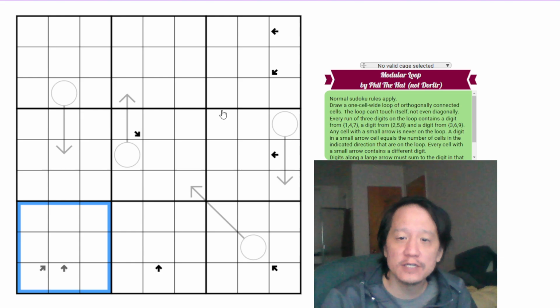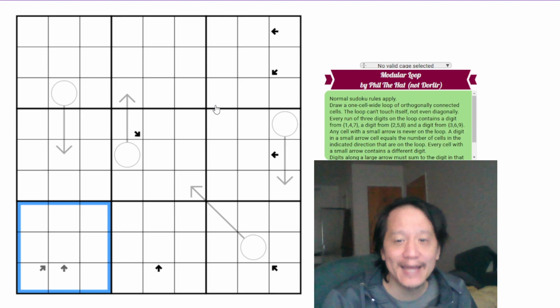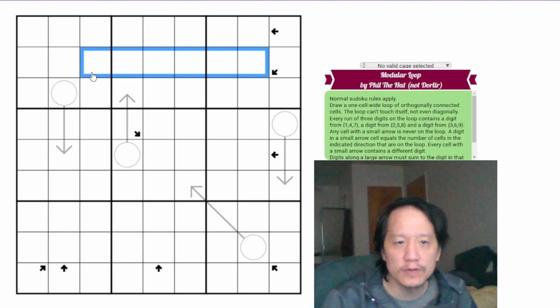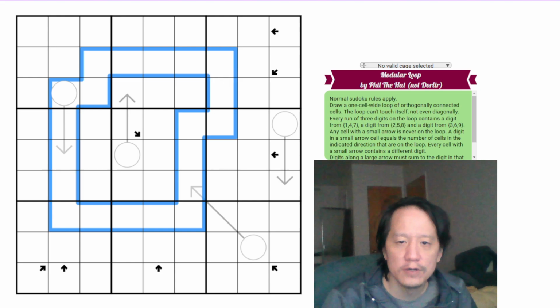Draw a one cell wide loop of orthogonally connected cells. The loop can't touch itself, not even diagonally. For the loop, orthogonally just means that they share an edge. So basically draw a one cell wide loop of orthogonally connected cells. So this would, for example, be valid.